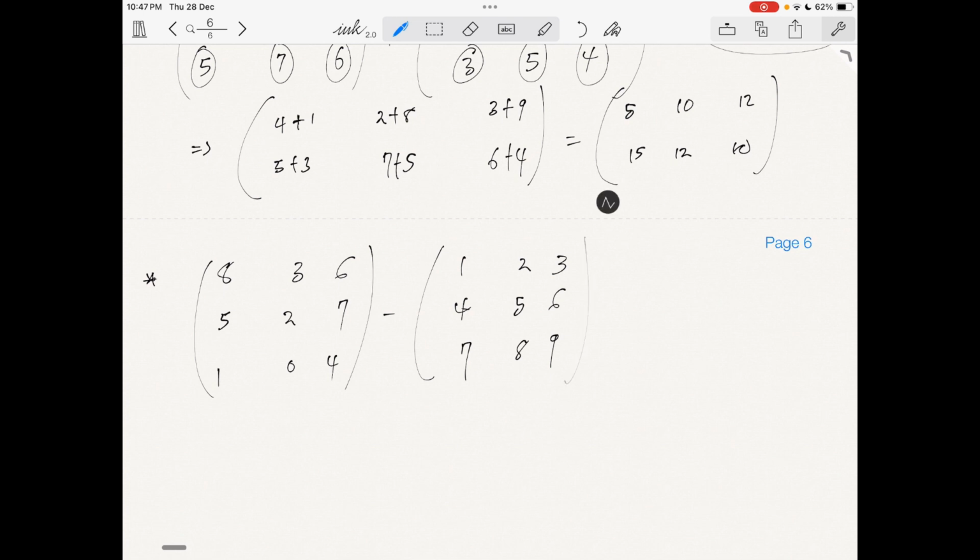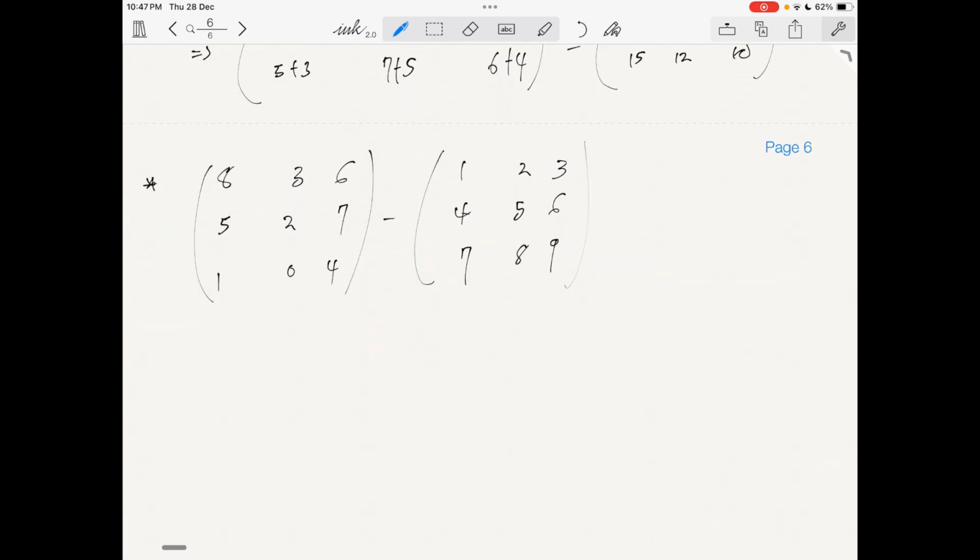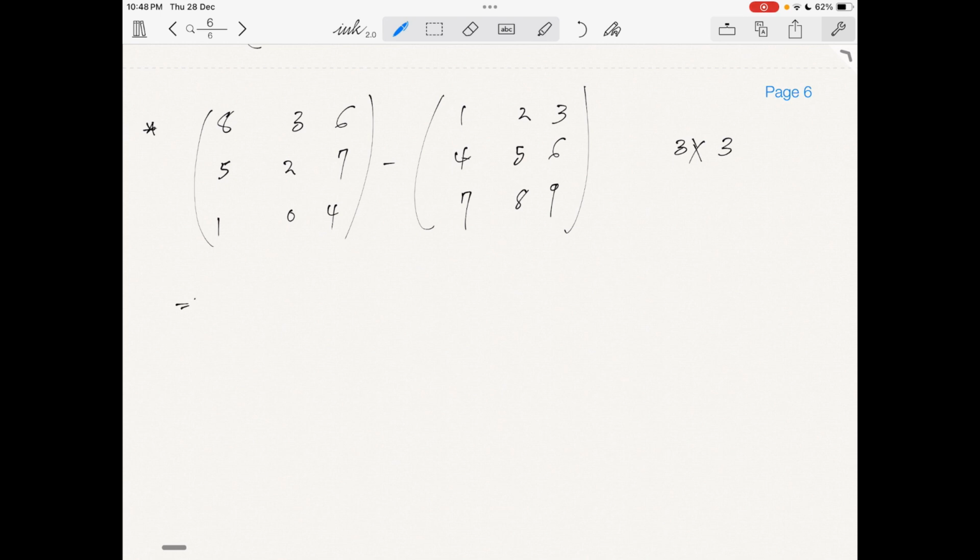Now the first thing we will check is, are they of the same order? Oh yes, I can see that the first matrix is 3 by 3, and the second matrix is also 3 by 3. So I can go ahead and perform my operation on them. I will take the first row and first column of both matrices, and that will be 8 minus 1, since I'm performing a subtraction operation. Then I'll take the first row, second column of both, which gives me 3 minus 2.